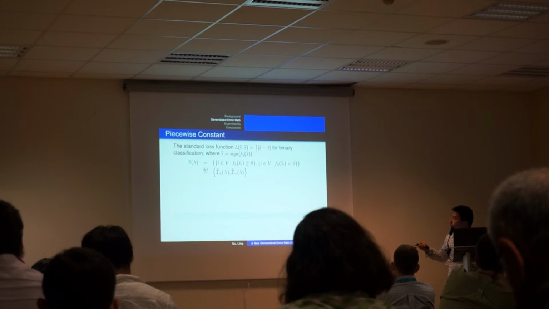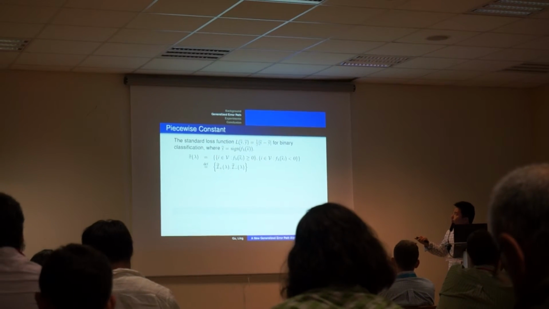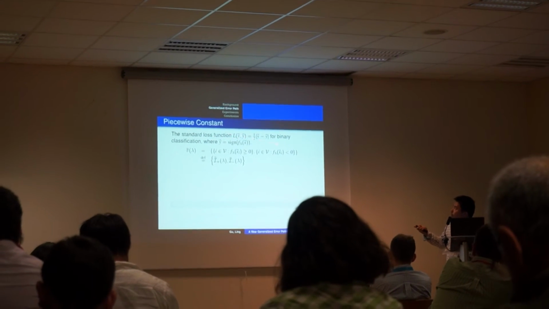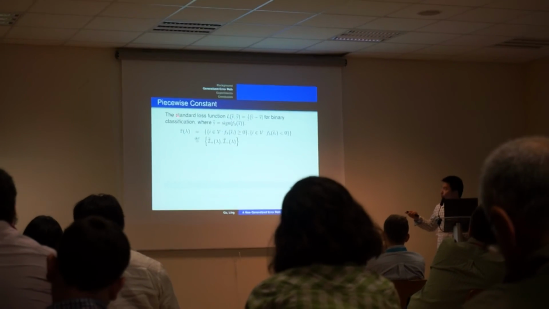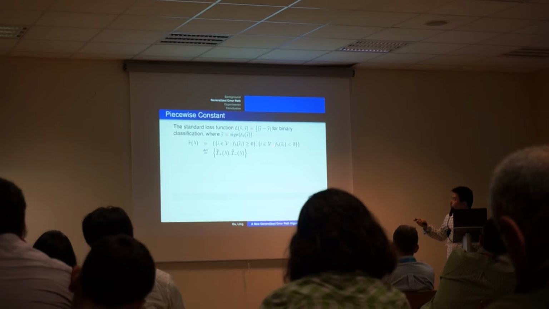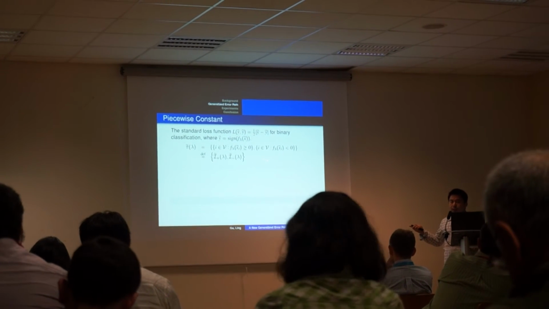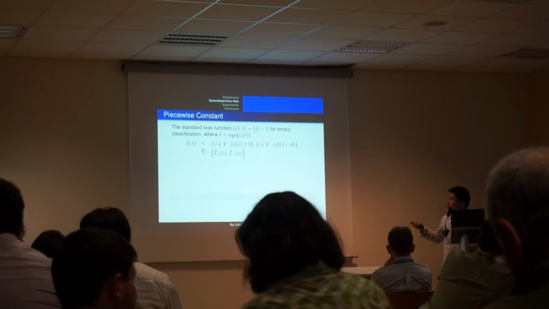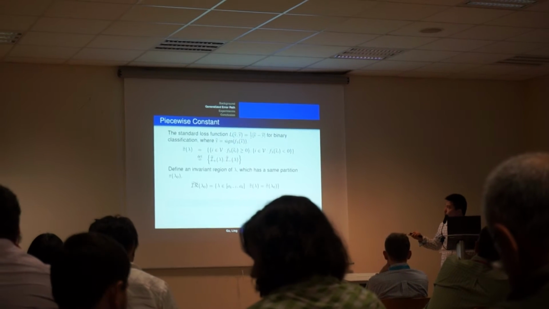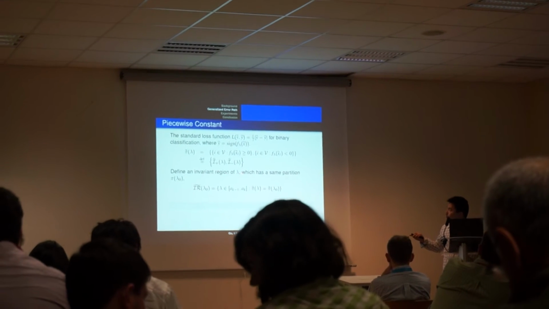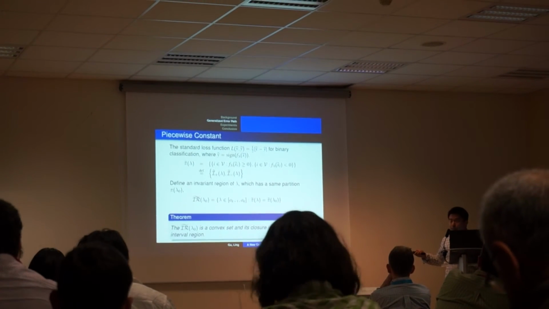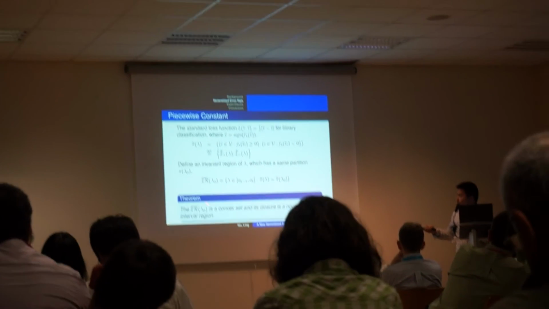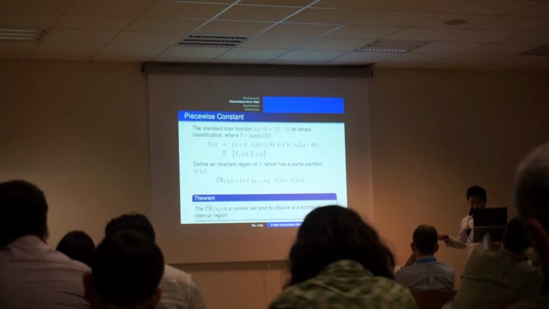And next, we consider the case of piecewise constant, and we consider the standard loss function as this function, and we have also defined a partition on the validation set like this. It's based on the sign of the predicted label. So we also divide an invariant region of lambda, and this shares the same partition, and we also give a theorem to show that the invariant region is also an interval and not a single point.